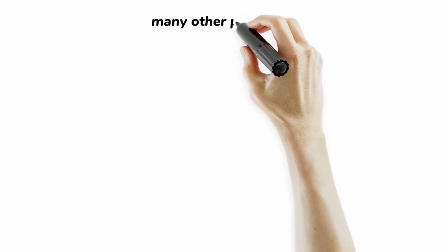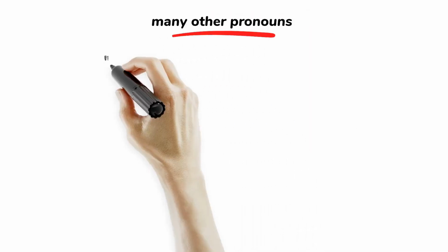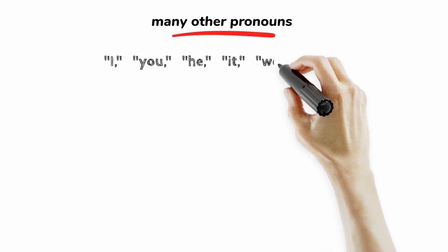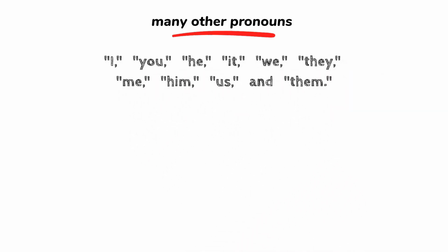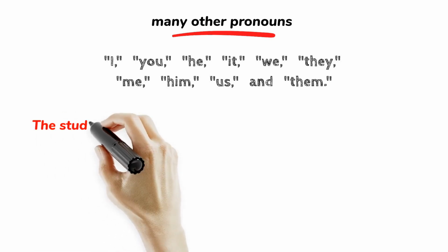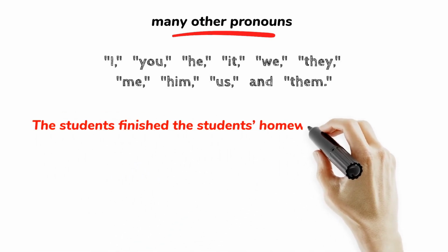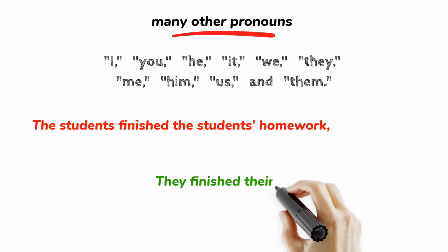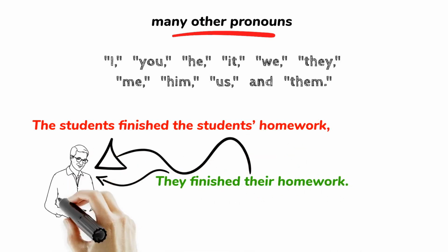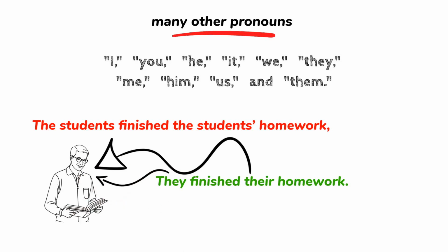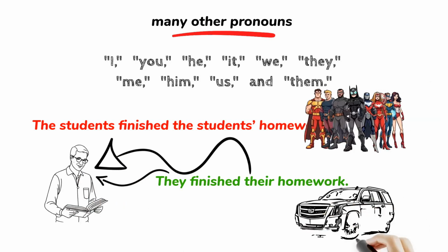There are many other pronouns you'll use every day, like I, you, he, it, we, they, me, him, us, and them. For example, instead of saying the students finished the students' homework, you can say they finished their homework. They and their are pronouns that stand in for the students. Pronouns help us talk about people or things without repeating the same words over and over. They make our conversations and writing much easier to follow.